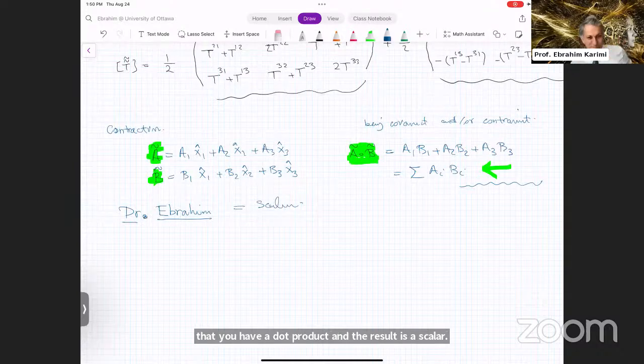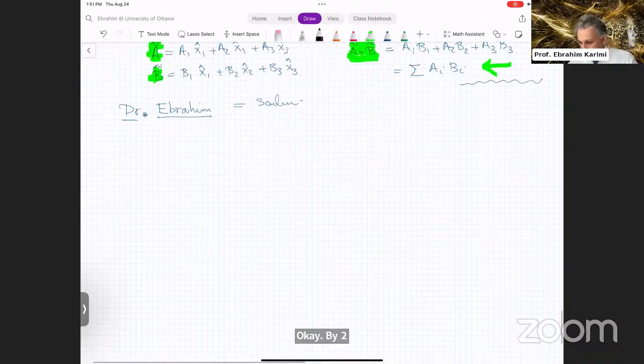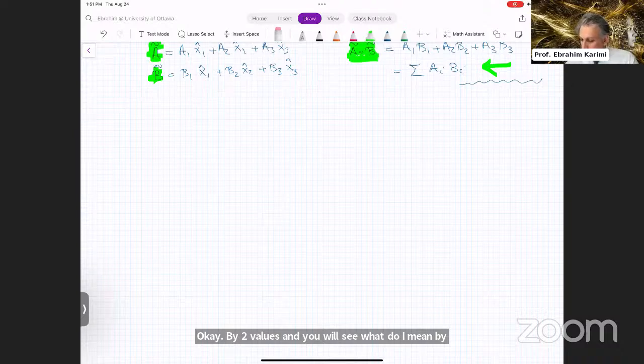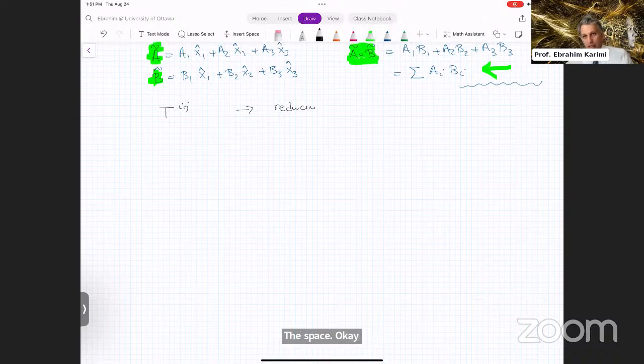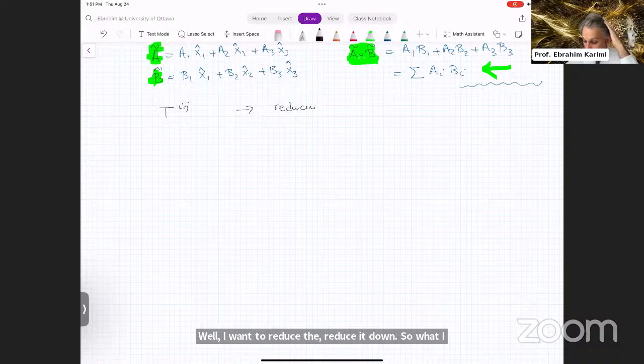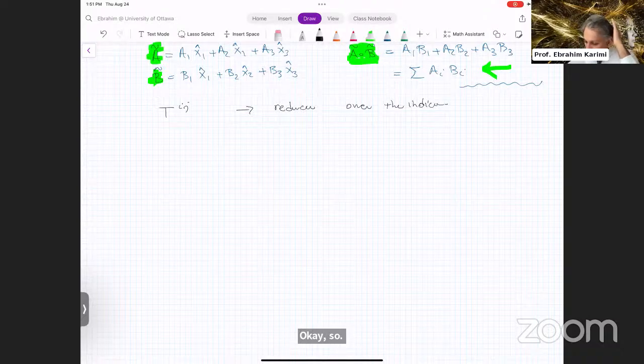Okay, so just to remember, the dot product brings the rank of the tensor down by 2 orders. You will see what I mean by this. Let's erase this. So, assuming that I have a tensor Tij, and I want to reduce the space, reduce it down. What I have to do is the summation over the indices. So what I have to build up from this is Tii.